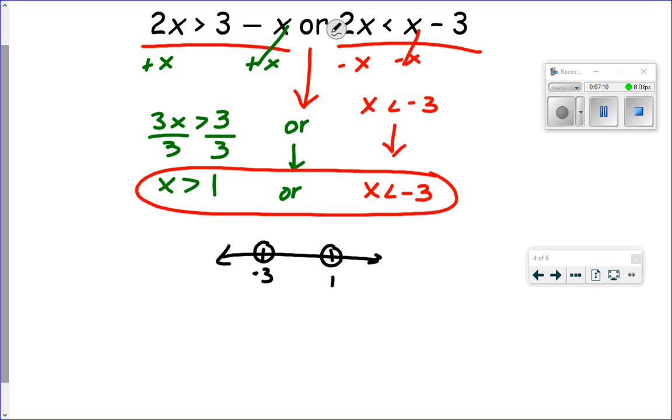For x is less than negative 3, that means my shading needs to go this way. For x is greater than 1, that means my shading needs to go that way. And they're not going to overlap, which is fine because it's an or inequality. So I'm just going to go ahead and draw my shading on the number line.